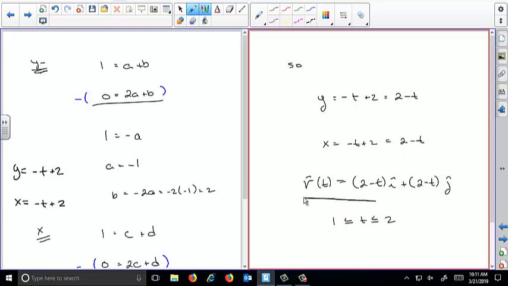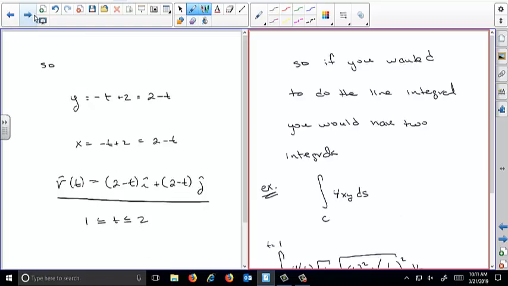So the equation for the path as a vector is the x component is 2 minus t and the y component is 2 minus t. And the parameter goes from 1 to 2. So we can set up two integrals to do this integral along this closed path.